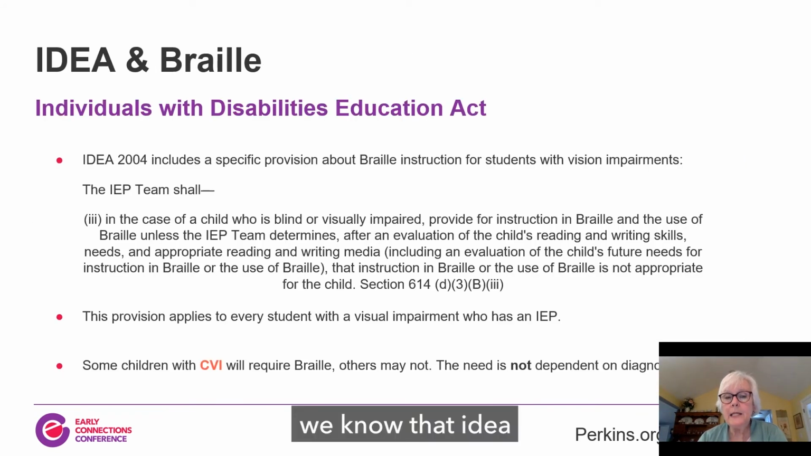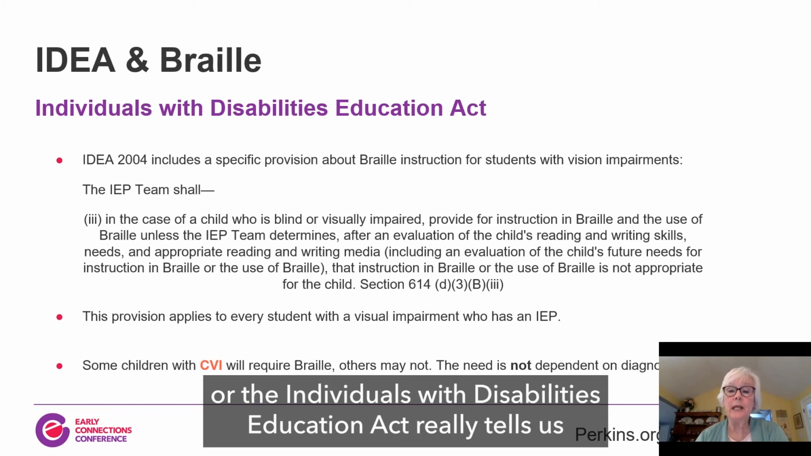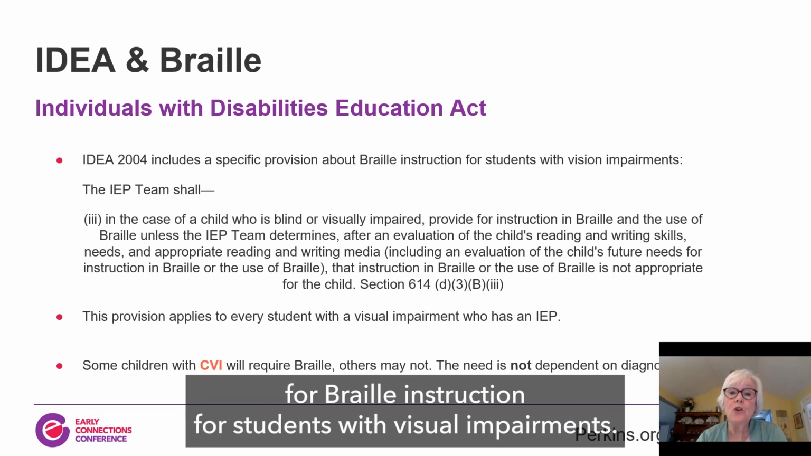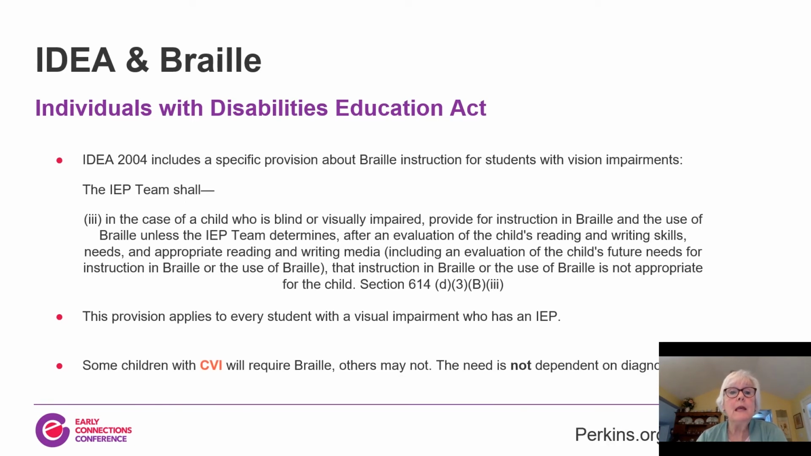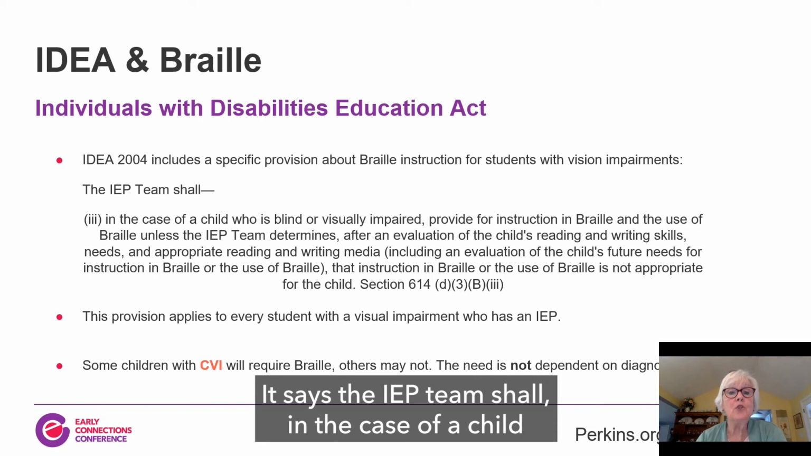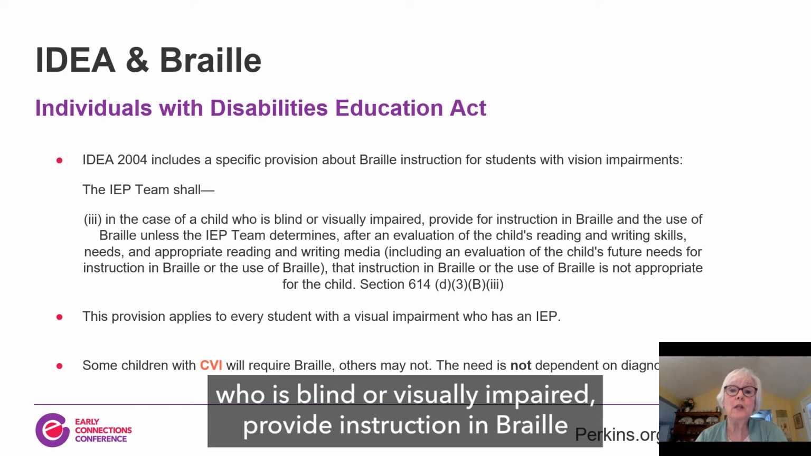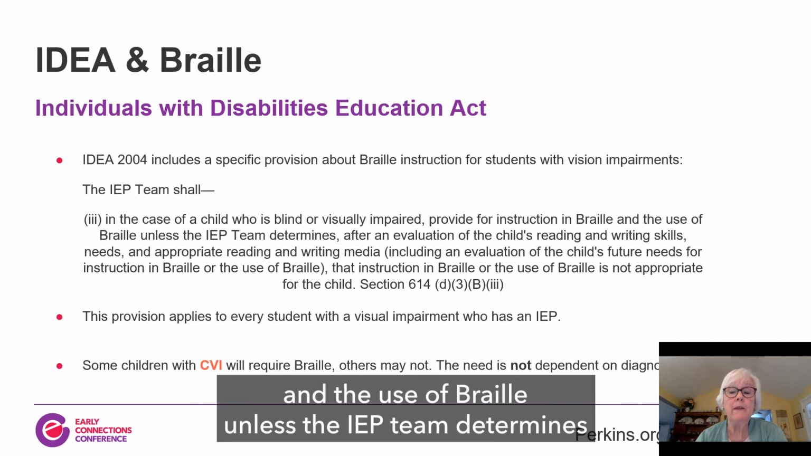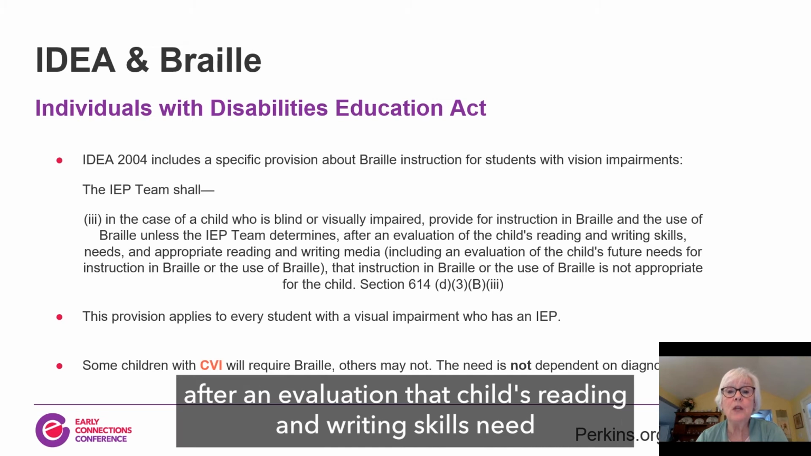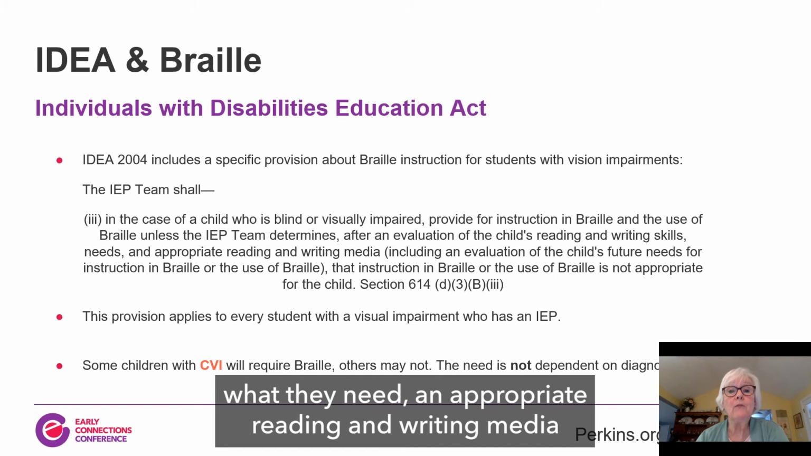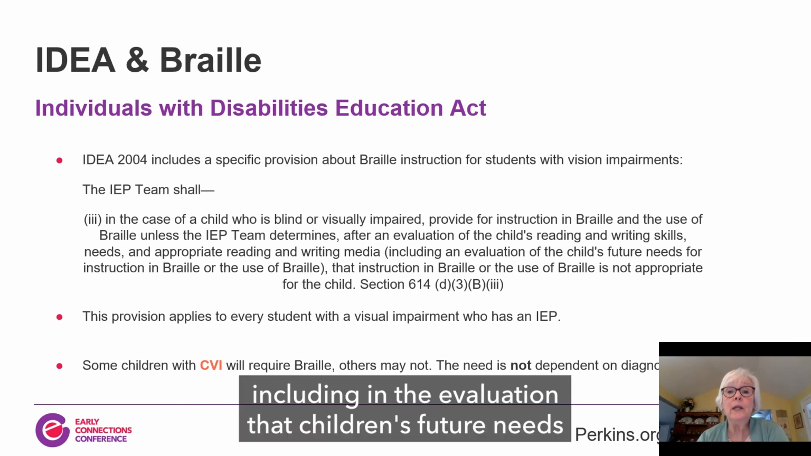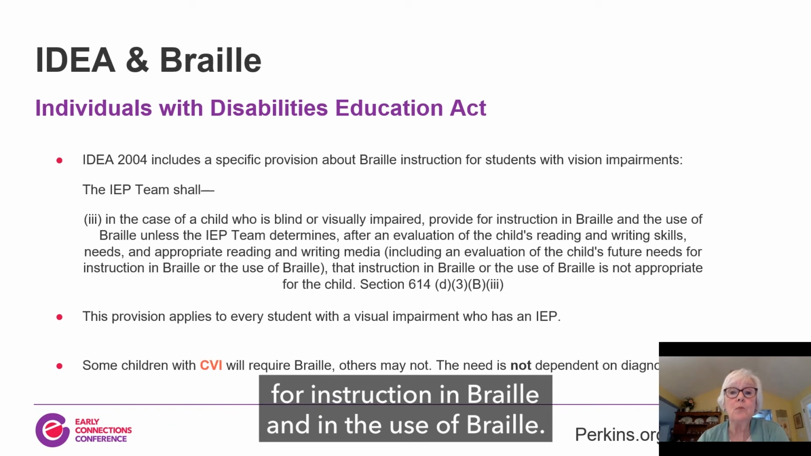We know that IDEA, or the Individuals with Disabilities Education Act, really tells us that there must be a provision for Braille instruction for students with visual impairments. It says the IEP team shall, in the case of a child who is blind or visually impaired, provide instruction in Braille and the use of Braille unless the IEP team determines, after an evaluation, the child's reading and writing skills need what they need, an appropriate reading and writing media, including in the evaluation the child's future needs for instruction in Braille and in the use of Braille.